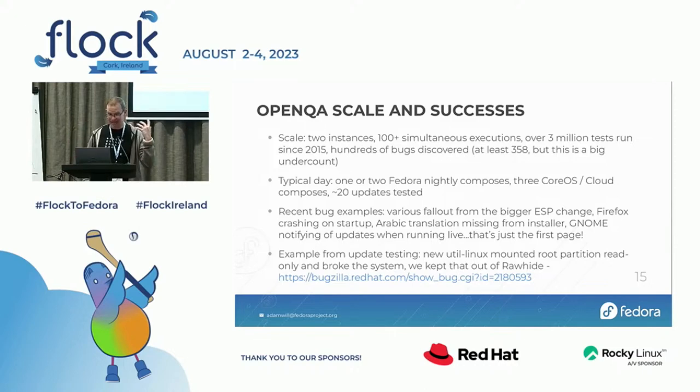So, you know, it's catching real issues all the time that are getting fixed. And an example of something that we caught with update testing was that a new util-linux update mounted the group partition read-only, which, you know, not on Silverblue, on RPM installs, obviously breaks everything. And because of the update testing, we were able to make sure that never actually landed in Rawhide, and nobody got that update and got a broken path system. So that was pretty cool.